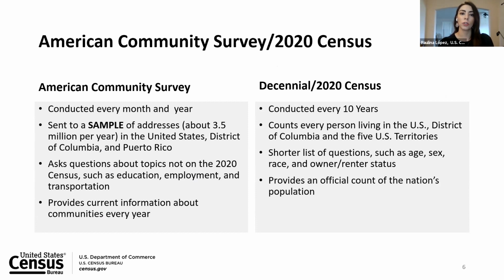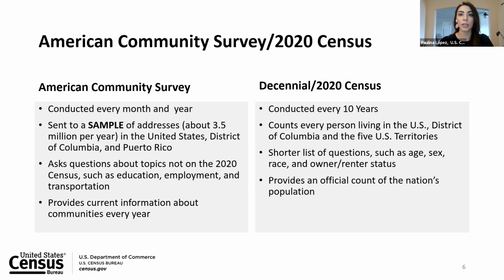It asks questions that are not included in the decennial census, such as educational attainment, employment, and transportation. It has about 40 questions, so it's a much, much lengthier survey, and it produces current information about our communities each year. Whereas the decennial census, if you remember completing your 2020 census questionnaire last year, was a very short list of questions, about 10 questions.